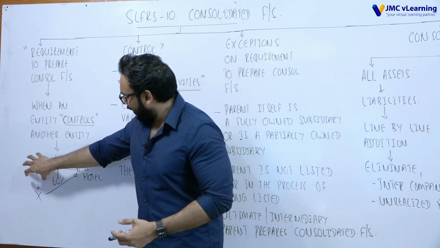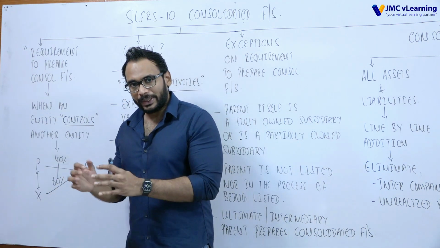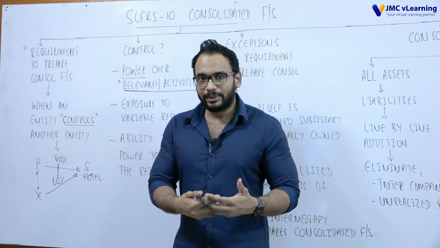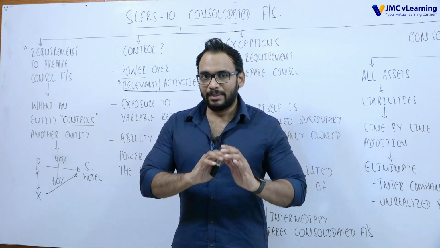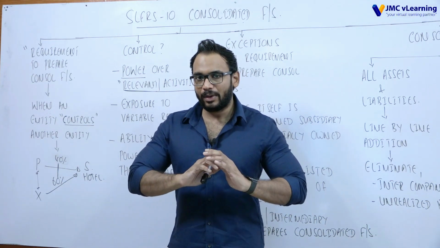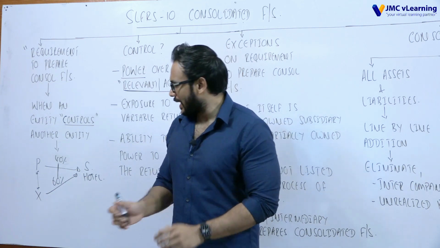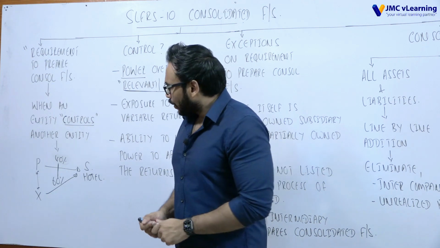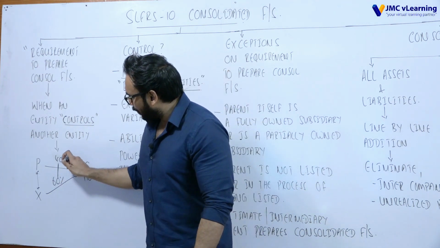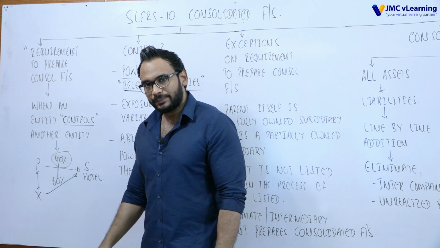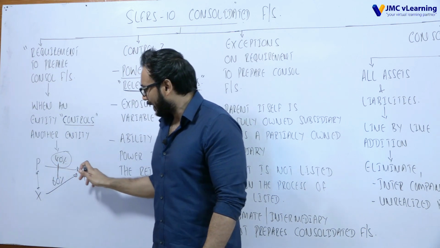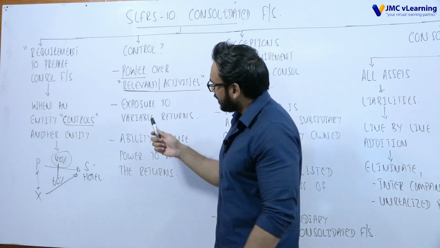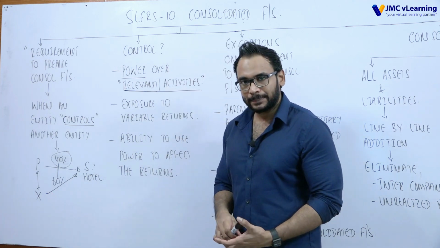So in my example, P is the one who will run the hotel operation, like sourcing customers, providing all hospitality services, managing the customers, arranging everything for the customers. Everything is done by P, which will no doubt be the relevant activity. So in this example, even though P owns only 40%, P has the power over relevant activities of S. Then you need to see, okay, does P have exposure to variable returns?